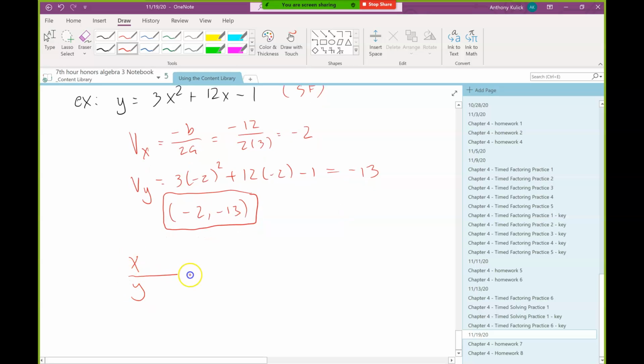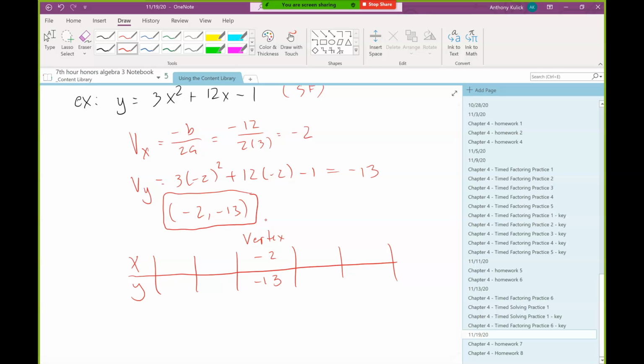Now I'm going to make an XY table. So I need 5 total points. I need the vertex, and then 2 points on either side of the vertex. Now, any 2 points on either side of the vertex will be fine. So there's no reason to be sneaky about this.